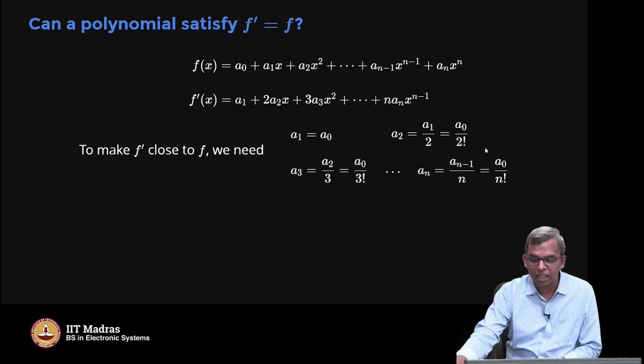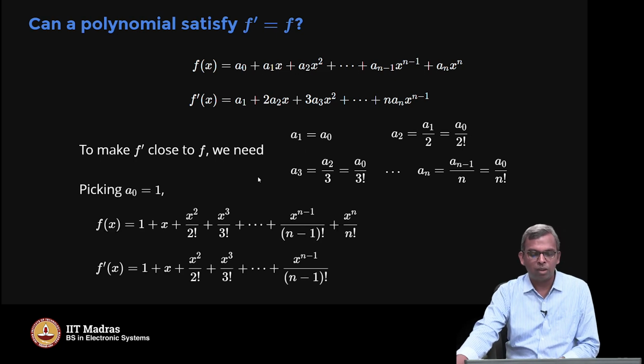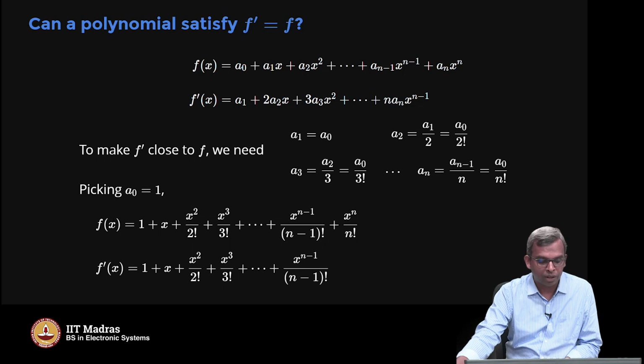So if I enforce all these conditions, I get almost equality except for this nth term, this an x to the n is paining me, it's still there. You can pick a0 to be any value; for convenience I'm picking it to be 1. Then f of x is 1 plus x plus x squared by 2, and so on till x to the n by n factorial. And this f prime is very tantalizingly similar to this f of x, except for this nth power term. We saw this example earlier in the Taylor series approximation calculation.